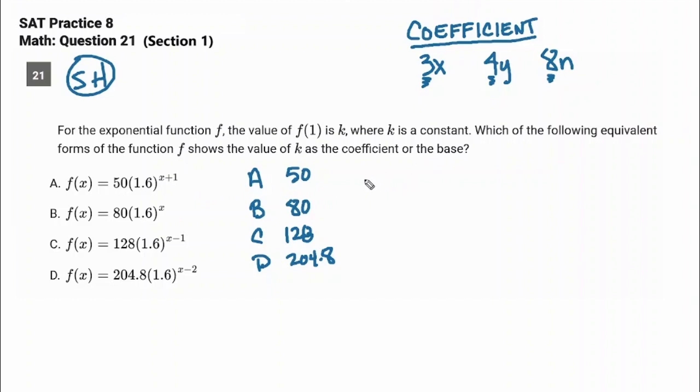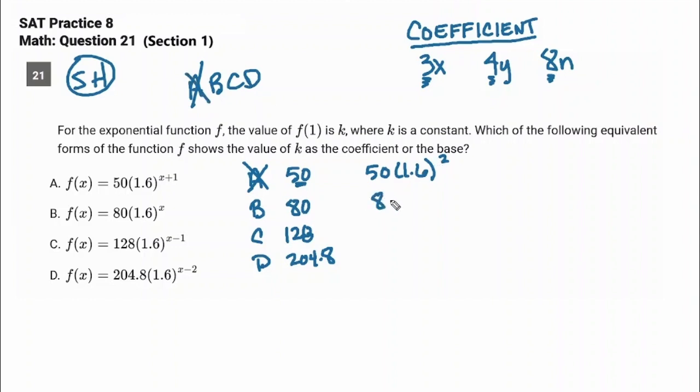So again, you're just following directions. Every time you see an x, you're going to put in a 1. So this one is 50 times 1.6 to the 1 plus 1, which is 2. Okay, you don't need to do anything else here because you know that you're going to try to get to 50. And whatever this is, it's way bigger. Well, it's somewhat bigger than 50. It's not 50. So that's gone. So I'm going to write A, B, C, D up here. Cross out A.